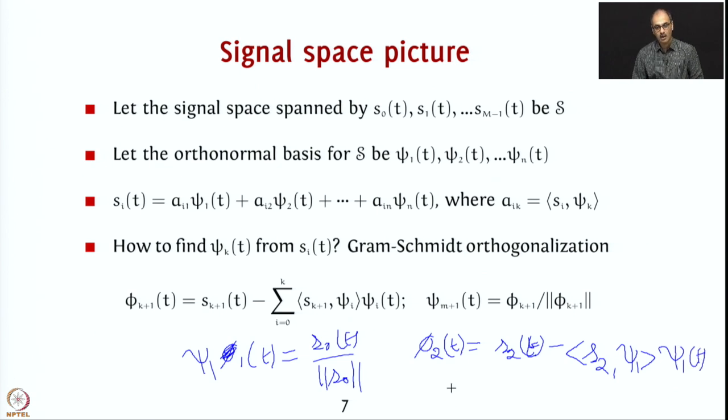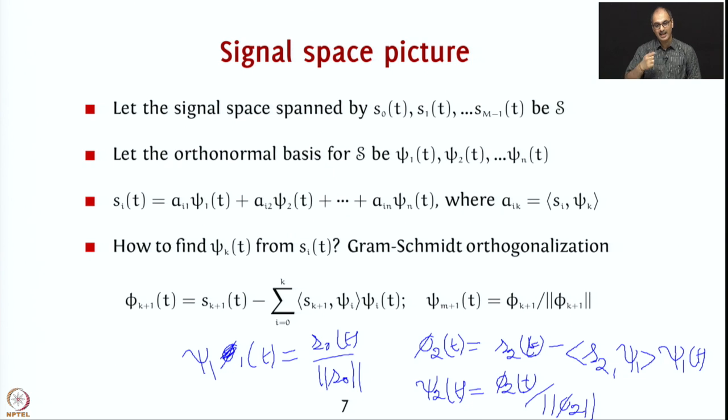Now I am going to claim that this phi 2 is orthogonal to psi 1. How? It's very simple. If you take the inner product of psi 1 and phi 2, you get the inner product of psi 1 and s2 minus the inner product of psi 1 and s2 times the inner product of psi 1 and psi 1, which is 1. So these two cancel out, and phi 2 is a signal orthogonal to psi 1. If I now call psi 2 as phi 2 of t divided by the norm of phi 2, I get my second basis element.